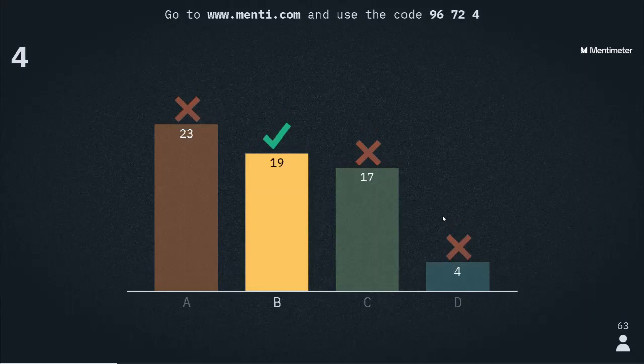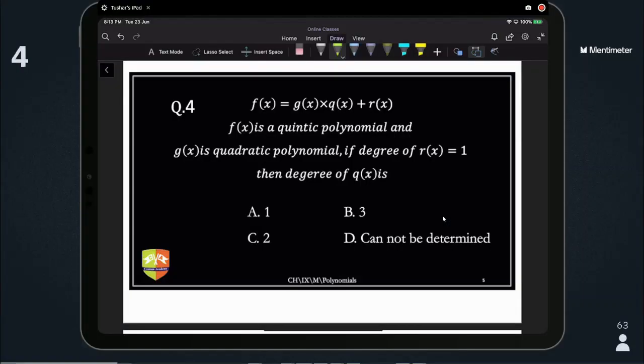The answer is 3. So f(x) is degree 5, so x to the power 5 is here. g(x) is quadratic, so it's square, so x to the power n plus something x to the power 1, like that, isn't it? So hence for LHS to match up with RHS, you must have a degree 5 term which will come from only this. So hence n has to be 3.